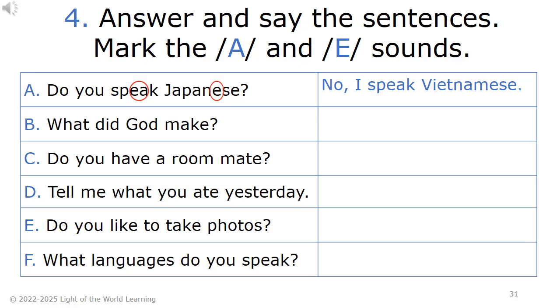4. Answer and say the sentences. Mark the A and E sounds. For example, A. Do you speak Japanese? No, I speak Vietnamese. B. What did God make? C. Do you have a roommate? D. Tell me what you ate yesterday. E. Do you like to take photos? F. What languages do you speak?